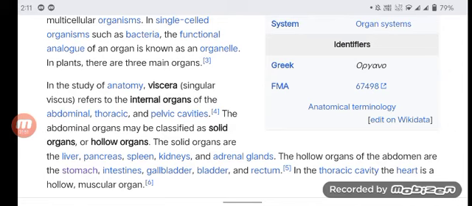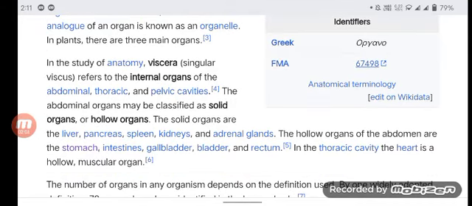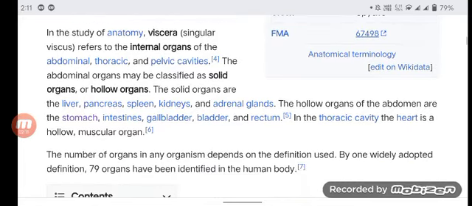In the study of anatomy, viscera, singular viscus, refers to the internal organs of the abdominal, thoracic, and pelvic cavities. The abdominal organs may be classified as solid organs or hollow organs. The solid organs are the liver, pancreas, spleen, kidneys, and adrenal glands. The hollow organs of the abdomen are the stomach, intestines, gallbladder, bladder, and rectum.